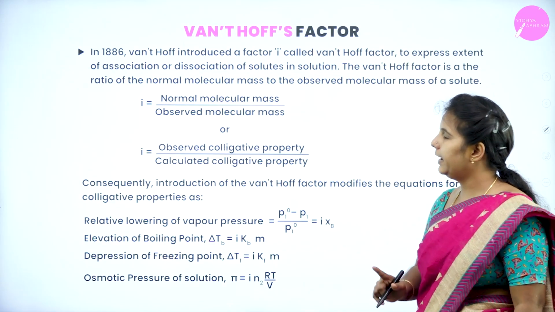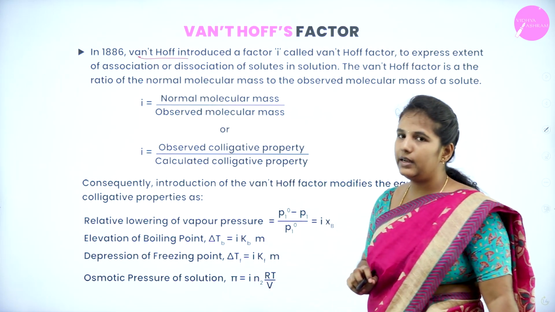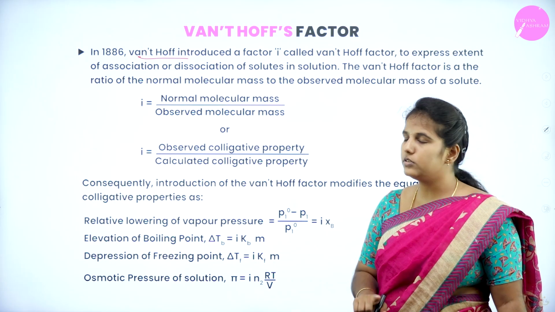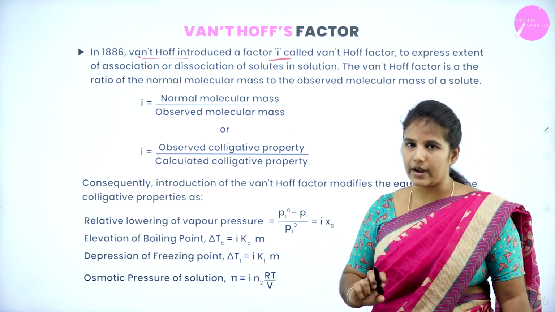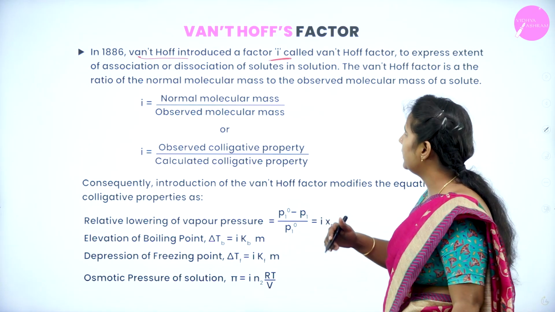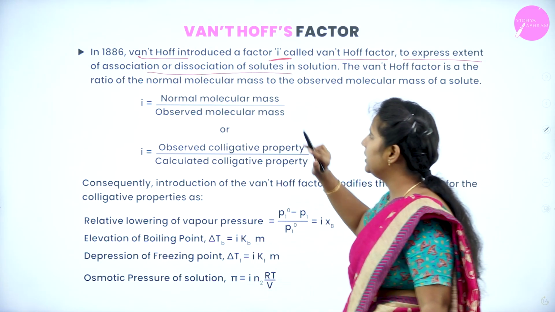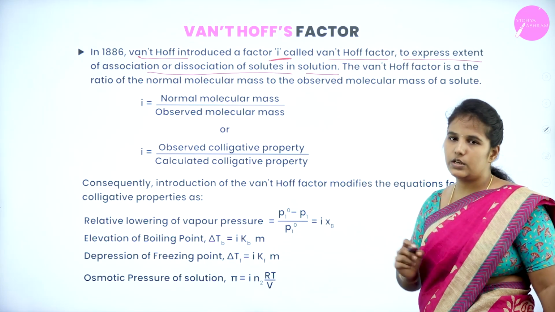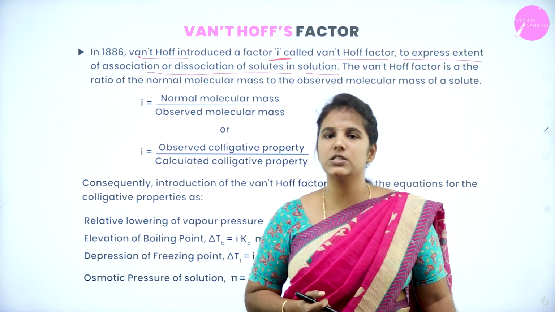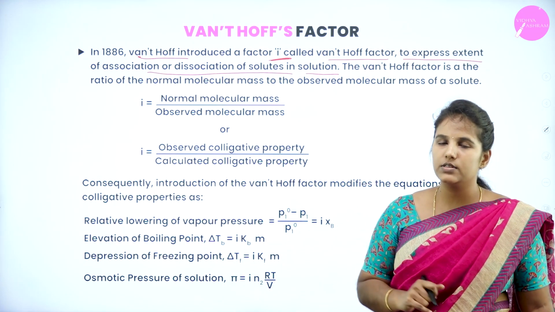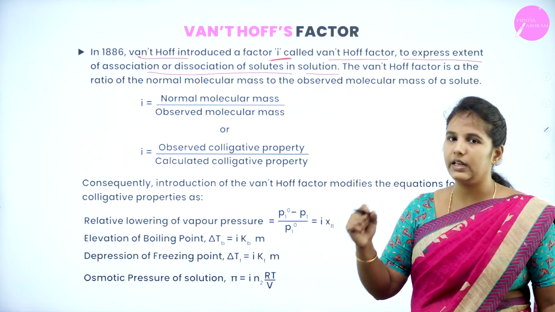So that is why later, one of the scientists called van't Hoff, in 1886, introduced a new term, which is known as the van't Hoff factor, which expresses the extent of association and dissociation of the solute in a solution. In order to find the extent of association and dissociation in a solution, we use the van't Hoff factor, introduced by van't Hoff in the year 1886.